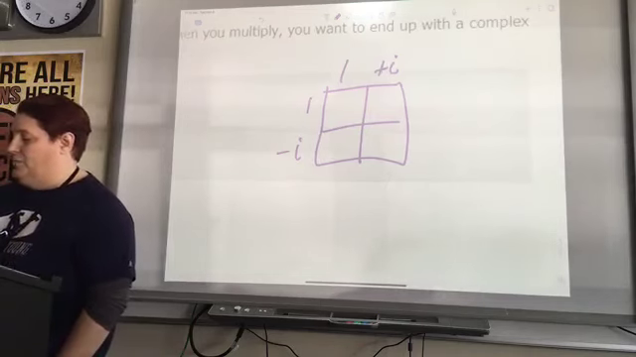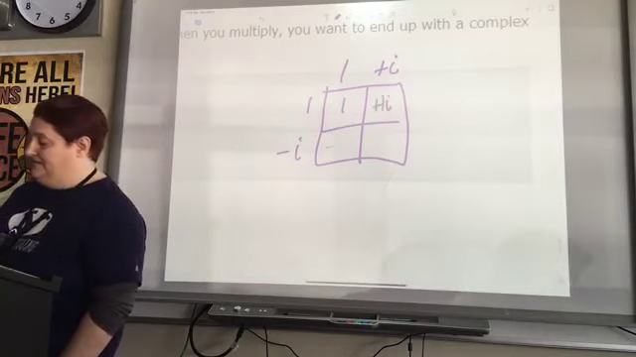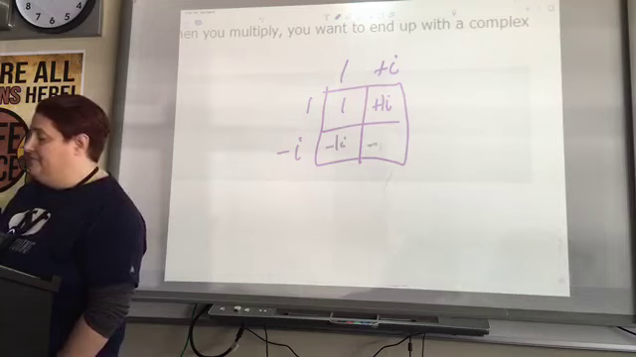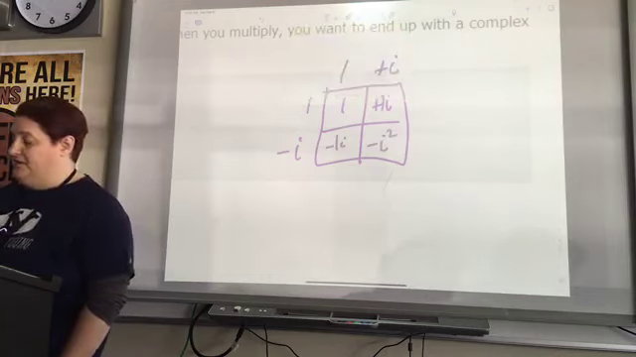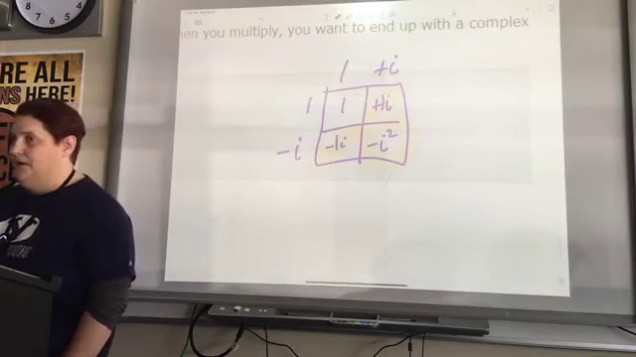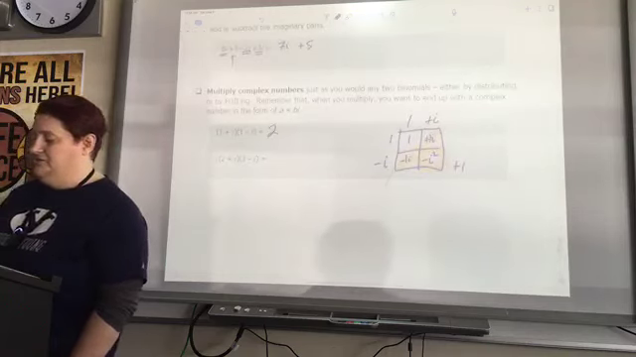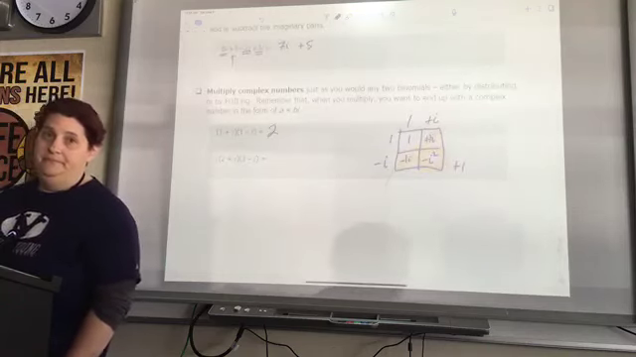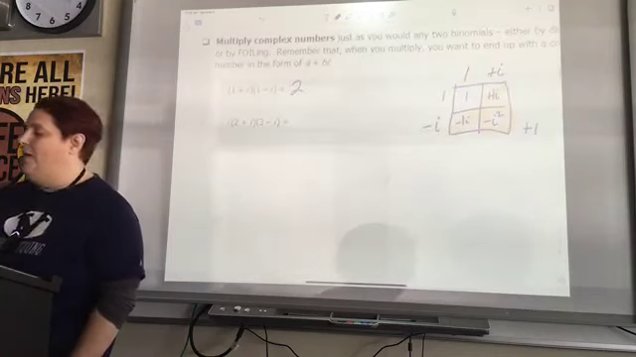So look, I get 1 times 1. That's 1. 1 times i is plus 1i. Negative i times 1 is minus 1i. And then that's minus i squared. Now, this particular one, those cancel out. And what is negative i squared? Positive 1. So 1 plus 1 is 2. All right? So this one, I would do the same thing.